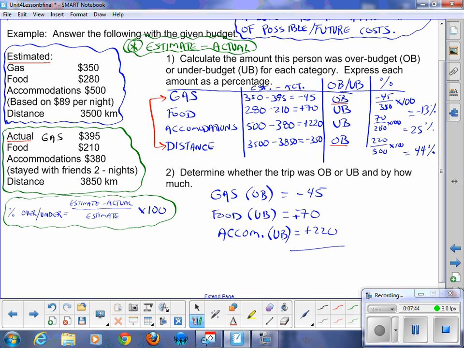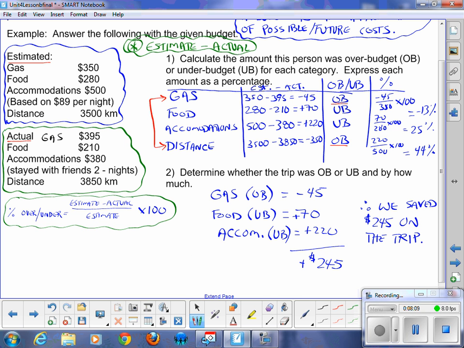So how much were we under or over budget? So you just add those up using the negatives. So 45, which is a negative, plus 70, plus 220. So 245 we were up. So therefore, we saved $245 on the trip. So that means that you actually spent less than you anticipated, which is a good thing.